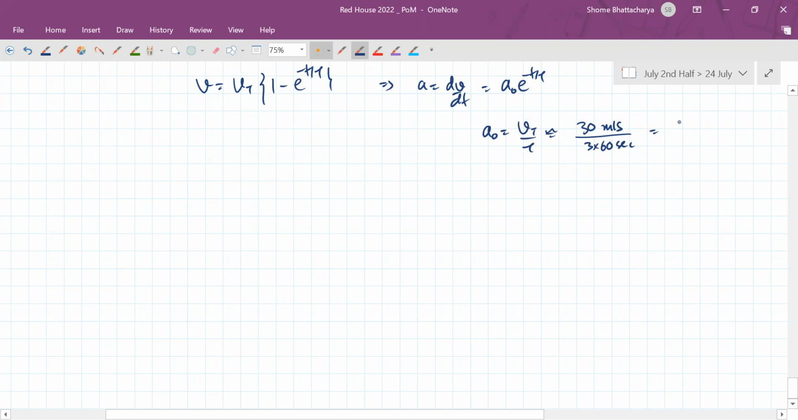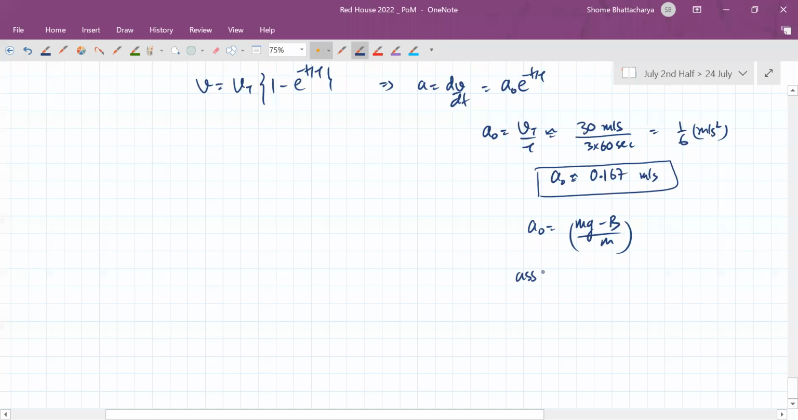so as you can see, I told you that it's a very minuscule amount of acceleration, which means that the buoyant force was pretty close to the weight. So the initial acceleration, remember, is always mg minus buoyant force divided by m. So assuming an isotropic solid object, the density of the solid with respect to the density of the liquid is basically like this.